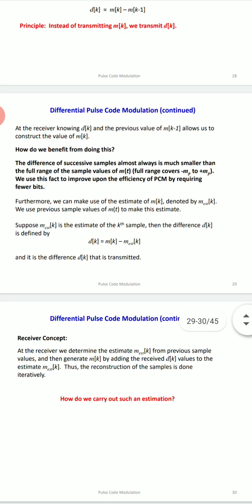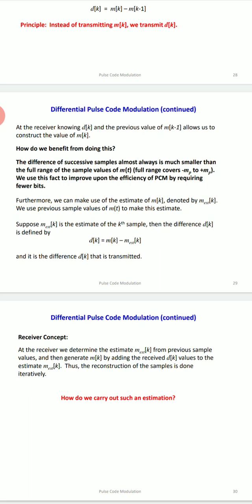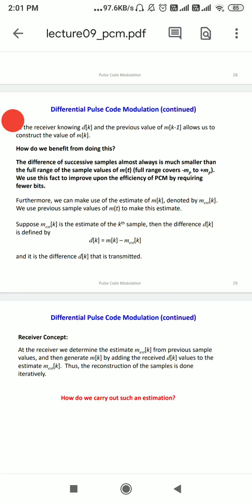So here, when we are using pulse code modulation, we can make use of an estimate signal. If we have the original signal M of k, we can denote the estimated signal by M estimate k. We can use the previous sample to make this estimate. Taking M estimate as the estimate of the kth sample, the difference will be M of k minus M estimate of k. We call this difference D of k. It is the difference D of k which we are supposed to transmit.